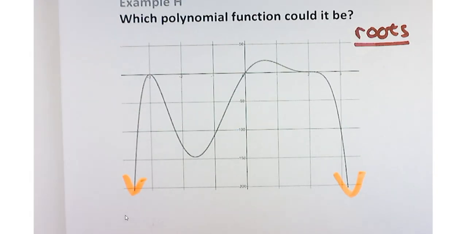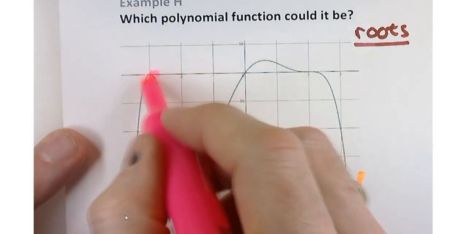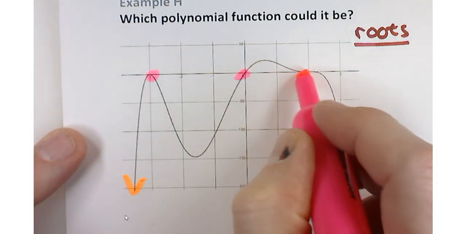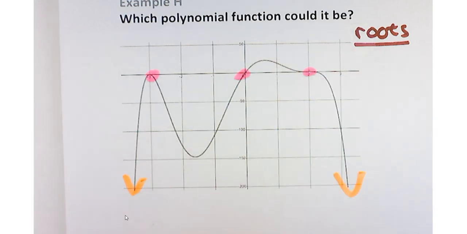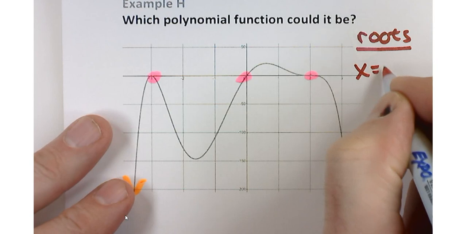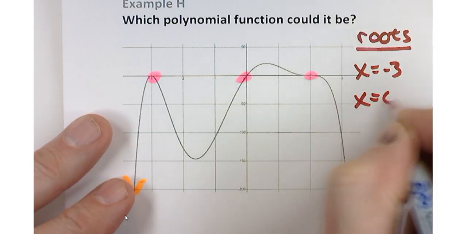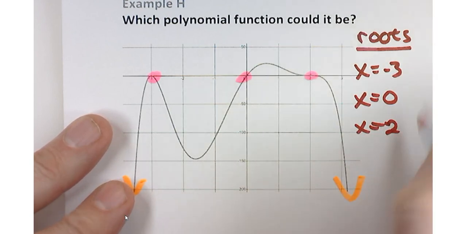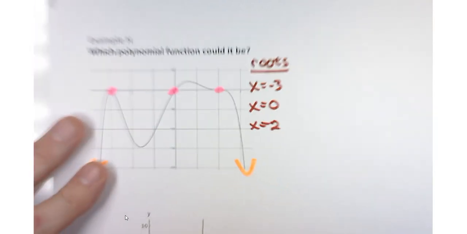What are the roots of this polynomial? -3, 0, and 2. Perfect. -3, 0, and 2. So next thing I want to look at is the behavior.